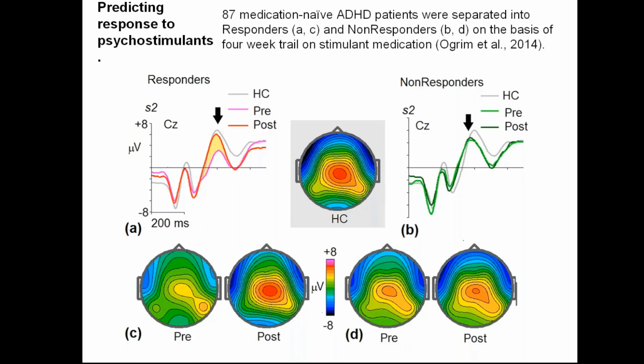We recorded 87 medication-naive ADHD patients who were separated in 2 groups, responders and non-responders, on the basis of a 4-week trial on stimulant medication. And we were able to demonstrate that indeed the responders responded to stimulant medication, and their ERPs actually normalized, they became similar to norms, while non-responders did not change these ERPs in response to the no-go stimulus.